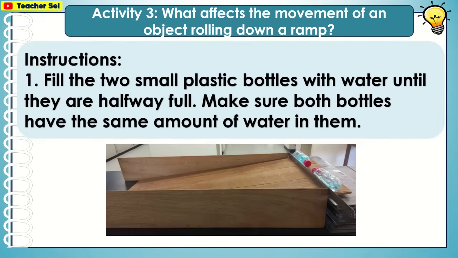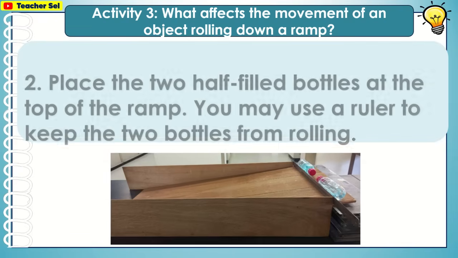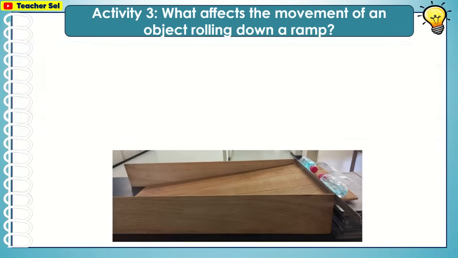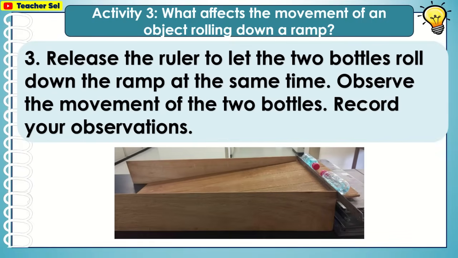Instructions: fill the 2 small plastic bottles with water until they are halfway full. Make sure both bottles have the same amount of water in them. Place the 2 half-filled bottles at the top of the ramp. You may use a ruler to keep the 2 bottles from rolling. Release the ruler to let the 2 bottles roll down the ramp at the same time. Observe the movement of the 2 bottles. Record your observations.